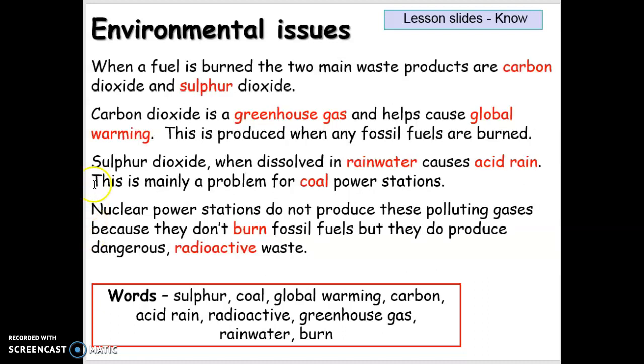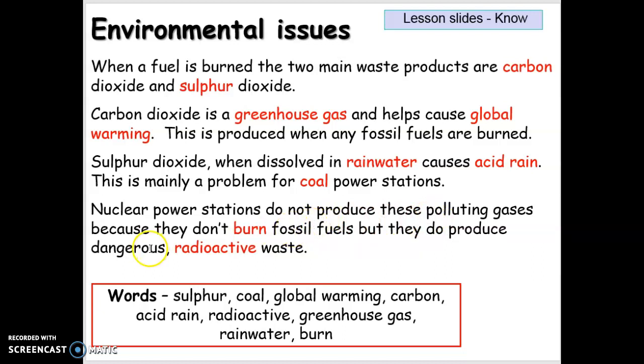I won't go through them all, but mainly to say the main problem we're concerned with at the moment is carbon dioxide, okay, because it's a greenhouse gas and that helps cause global warming. Okay, now the other thing down here is that our nuclear power stations do not produce polluting gases. So if you can't remember, it's carbon dioxide is the main gas that is the problem. Just refer to things as polluting gases. But nuclear power stations don't do that because they're not burning the fossil fuels.